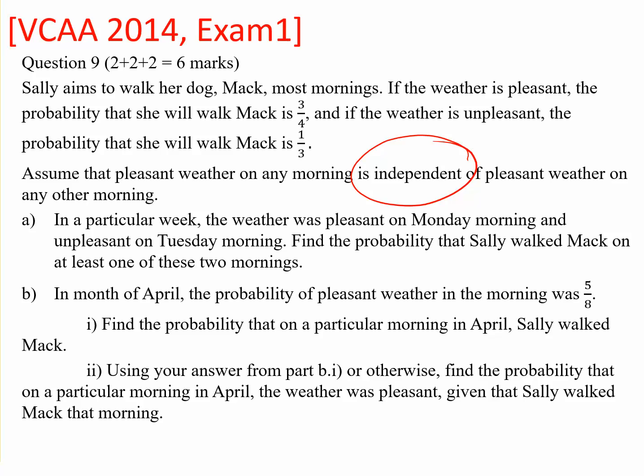So now it's asking you, what's the chance of you walking Mac at least once? Now think about it, Monday, Tuesday. You can either walk Mac on Monday, that's once, or you can walk Mac again on Tuesday, that's twice. So that's more than once. What else could possibly happen? You don't walk Mac on a Monday, but you could walk Mac on Tuesday. That's still at least once.